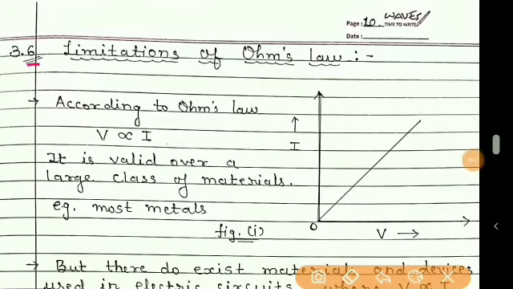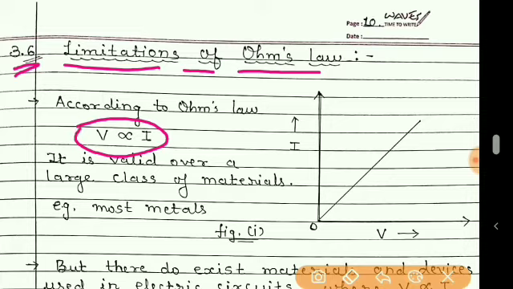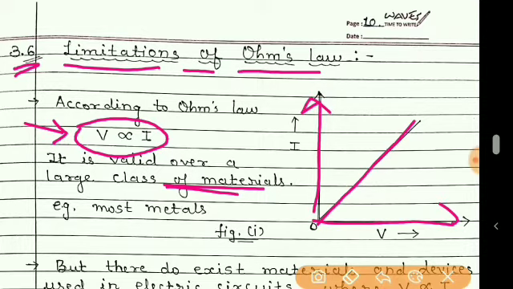Now topic number 3.6, limitations of Ohm's law. Now students, we know that according to Ohm's law, V is directly proportional to I, and this V proportional to I is followed by most materials, and we know that it is a straight line graph for V versus I. And so we can say that the resistance of this type of material is constant when there is a straight line.